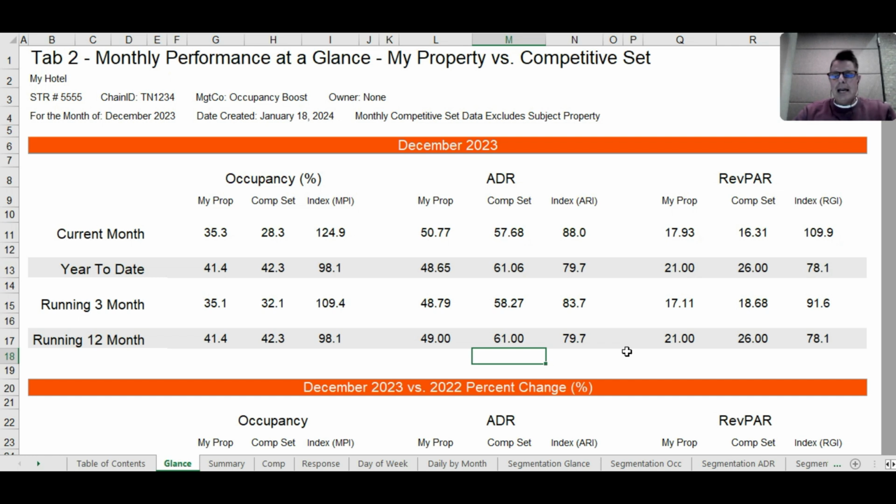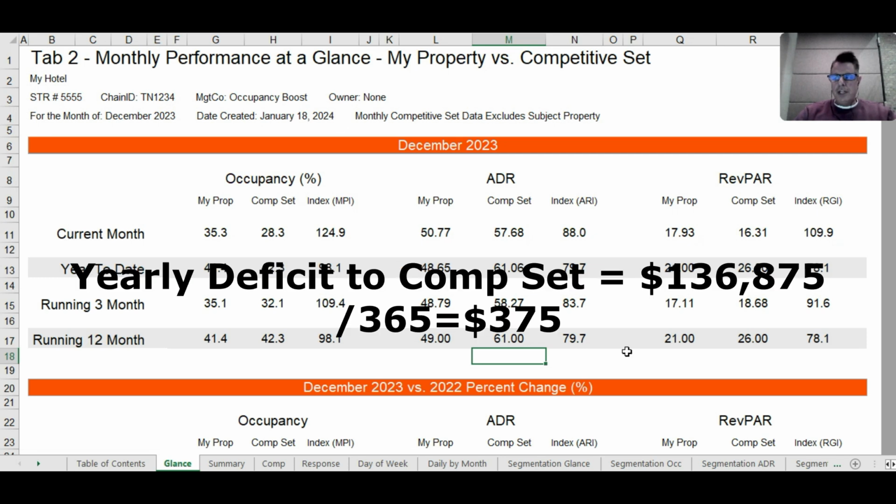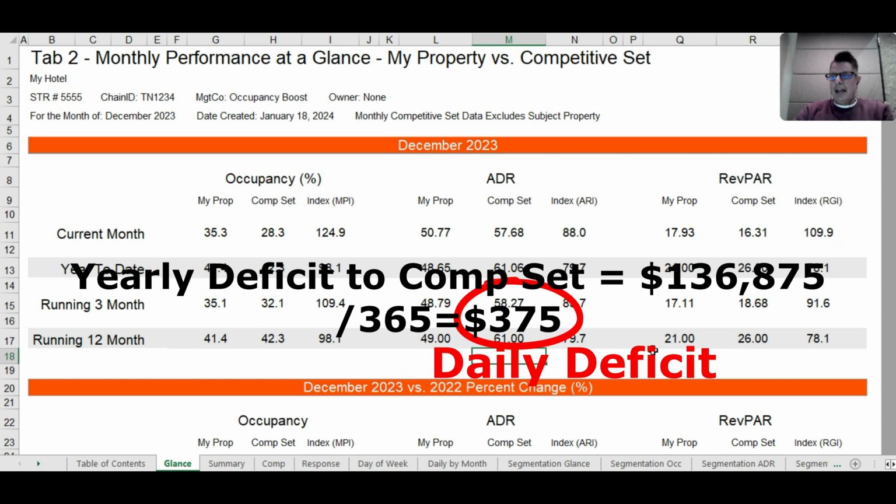Now, if I want to break that down a little more, and take that $11,406 for each month and break it down per day, I'm going to get $375. I just took that $136,875 divided by 365 days in the year in the deficit, and it shows me that this hotel was down $375.